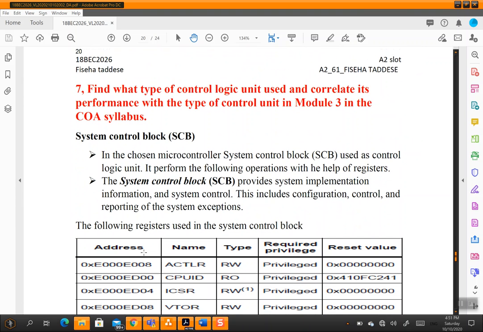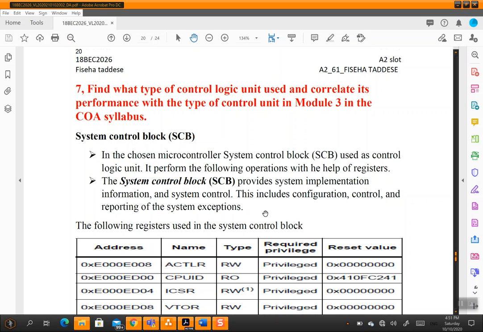So next question: find what type of control logic unit is used and correlate its performance with the type of controller unit in module 3 in the COS syllabus. In the selected microcontroller, the system block, which is called the system control block, is used as a logic unit, and it performs arithmetic logic unit operations like arithmetic operations. The system control block provides system implementation information and system control. This includes configuration, control, and reporting of the system exceptions.